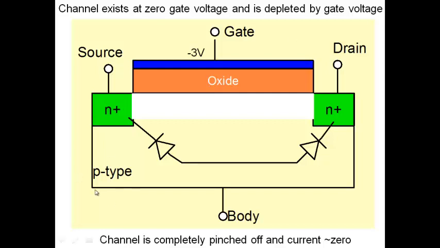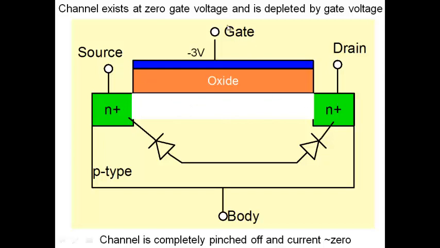Now, it should not give you an impression that, okay, so the colors are different. You remove the channel, and therefore now the current goes to 0. So by applying a sufficiently large gate voltage, you can, what we call, pinch off the channel. The channel is completely pinched off, and no channel anywhere in my device, and the current has gone to 0.